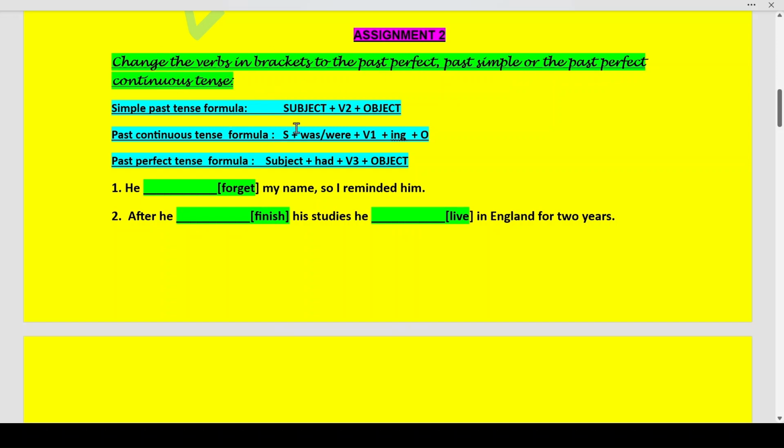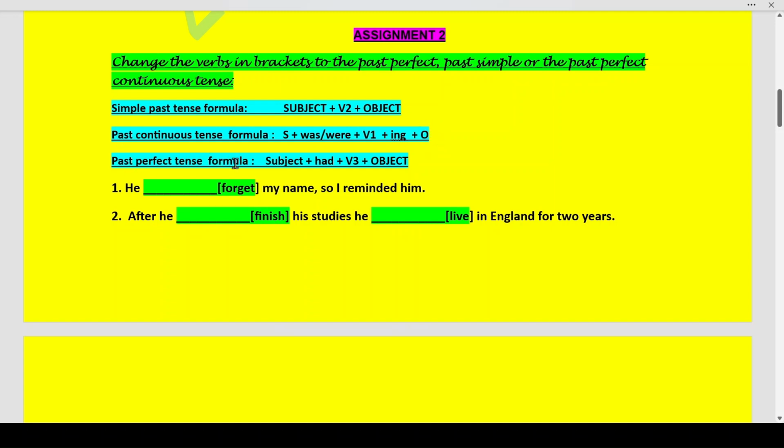Simple past tense formula is subject plus V2 plus object, as we have read. Past continuous tense formula always has V1 plus ing form, before which we add was or were depending on whether the subject is singular or plural. If it is a singular subject, we use was. If it is a plural subject, we use were. And then finally, in the end, we have the object.